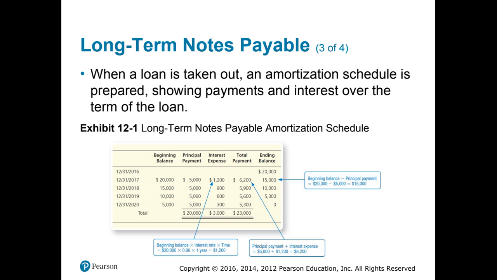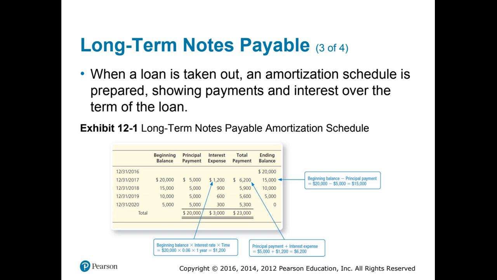And now we have to calculate our ending balance. Most people might assume that our ending balance would be $20,000 minus our payment, but that is not. So our ending balance is going to be the beginning balance minus our principal payment. $20,000 beginning balance minus principal payment of $5,000 equals the ending balance of $15,000. So just make sure that you keep that in mind.